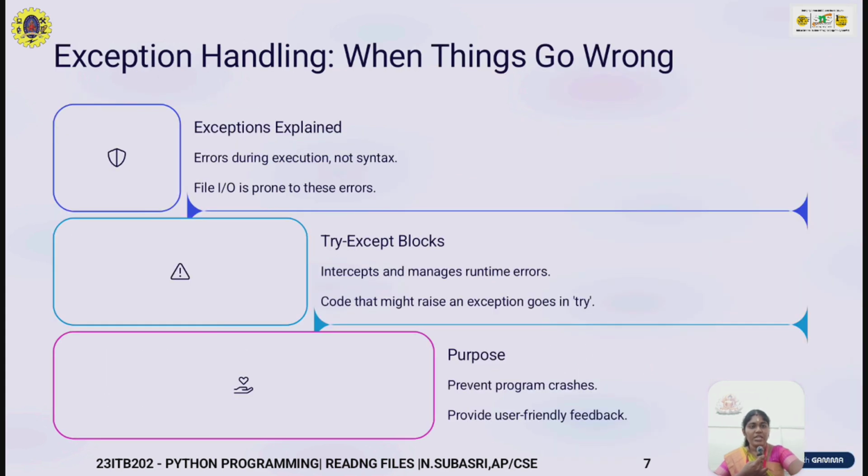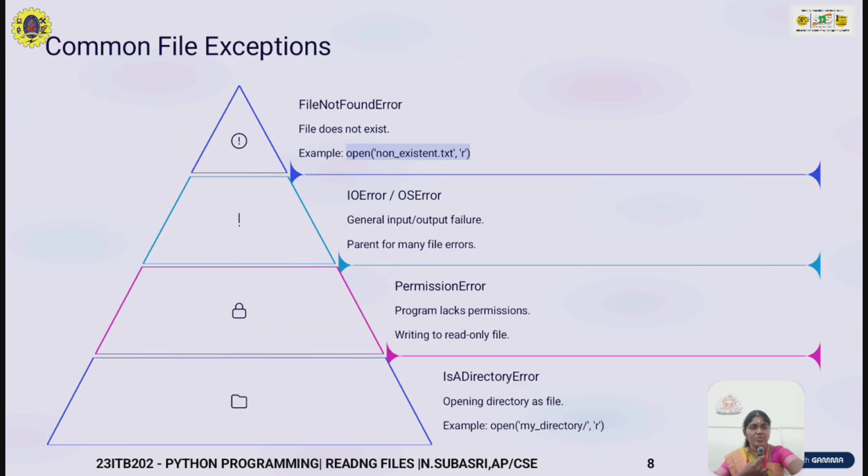And exception handling: when things go wrong, you can use exception handling. If you have any error during execution, not a syntax error, or any error with the file, such as input output errors, you use exception handling. You have try except blocks, which help you manage runtime errors. Also, if any exception occurs while running the code, we use try except blocks. The purpose is to prevent program crashes and also provide user friendly feedback.